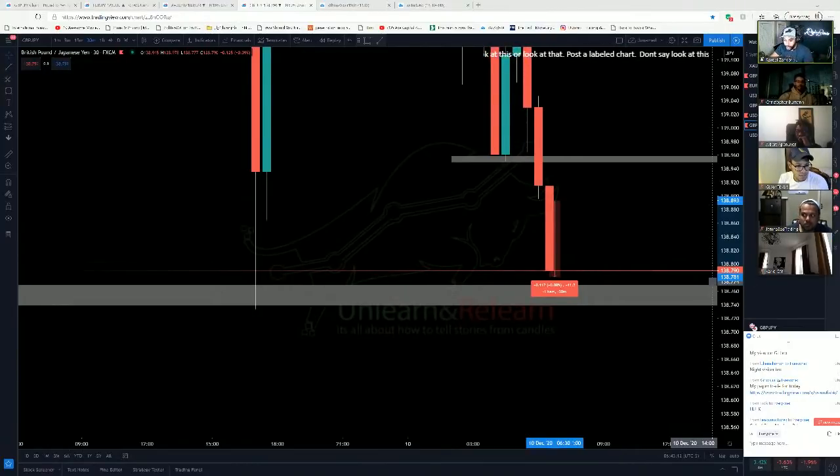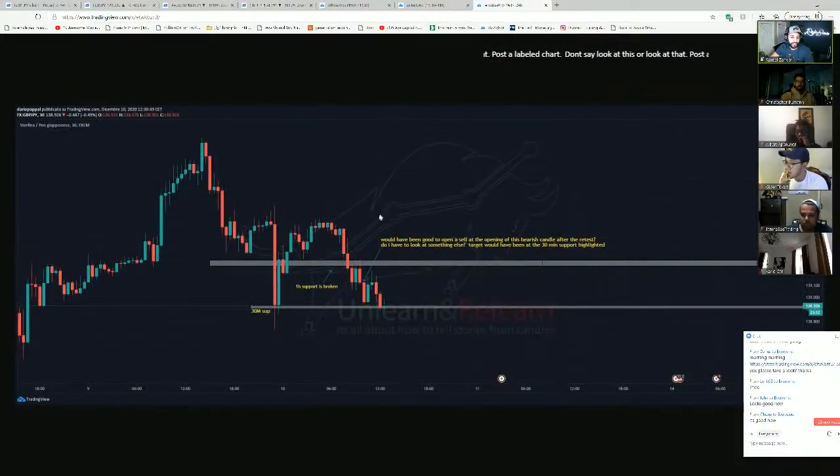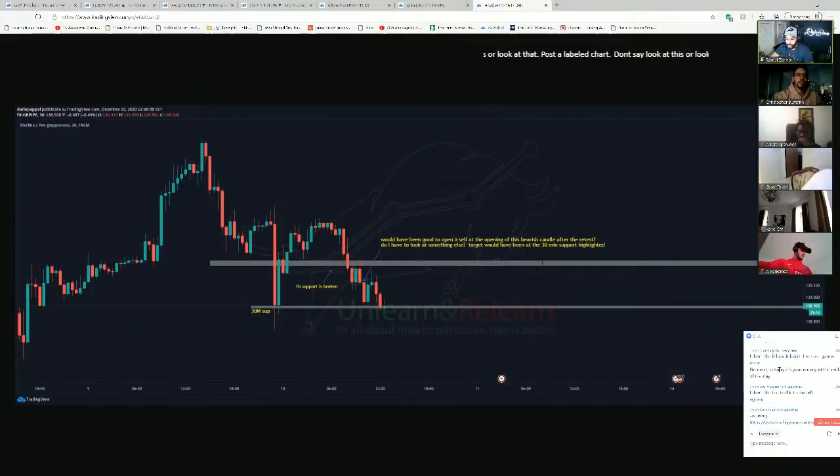Okay, all right. Let's take a look at this chart over here. This is pound yen. It would have been good to open a sell at this point. Bearish candle. It was pretty good because look, price came down to this support over here. Would have been pretty good at that point.